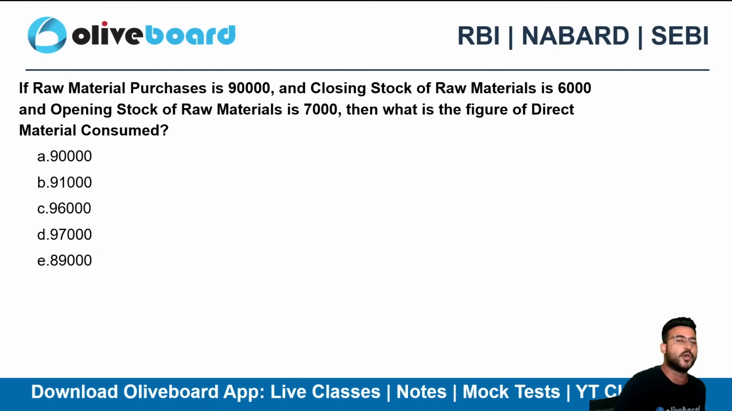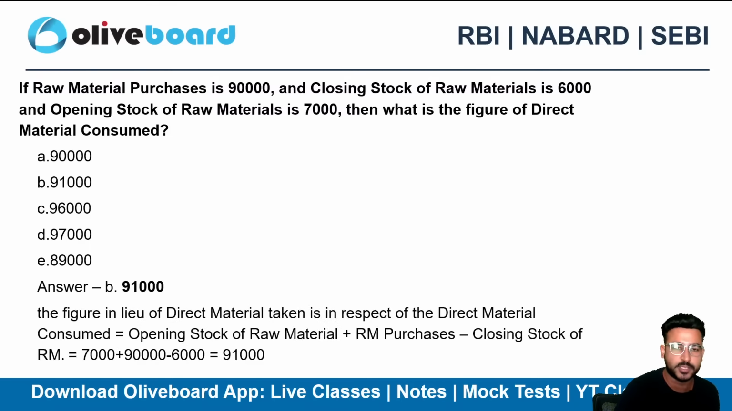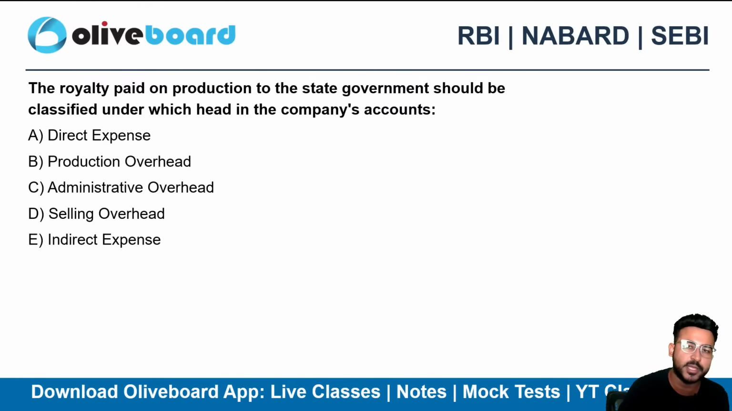Next one: if the raw material purchase is 90,000, the closing stock of raw material is 6,000 and the opening stock of raw material is 7,000, then what will be the figure of direct material consumed? I think this is one of the simplest questions. Opening stock plus purchase minus closing stock is the correct choice, right? 91,000 will be the answer.